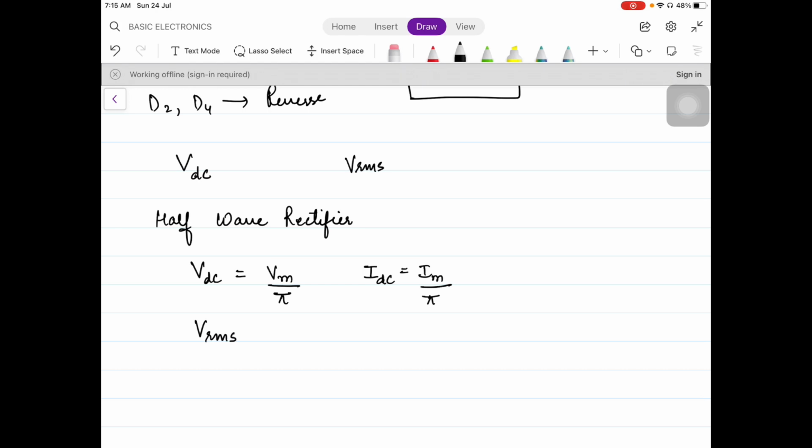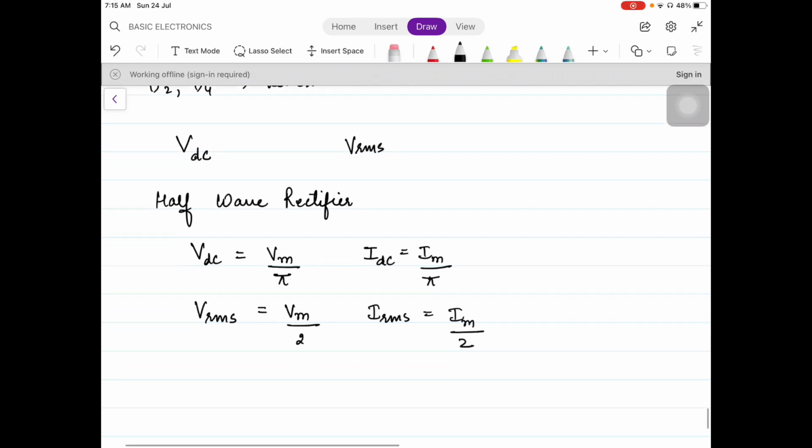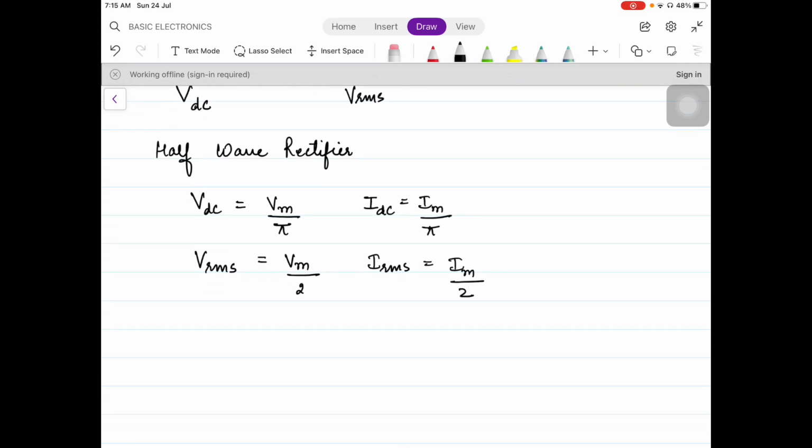Similarly, VRMS for half wave rectifier is Vm by 2, and therefore IRMS is Im by 2. So voltage and current go analogous to each other. If VDC is Vm by pi, IDC is Im by pi. If VRMS is Vm by 2, IRMS is Im by 2.